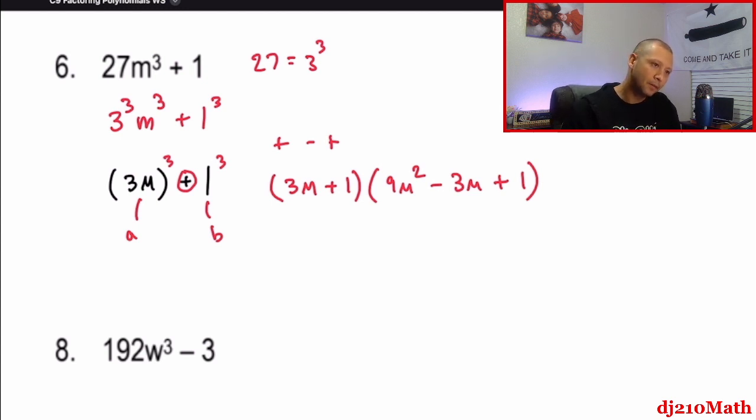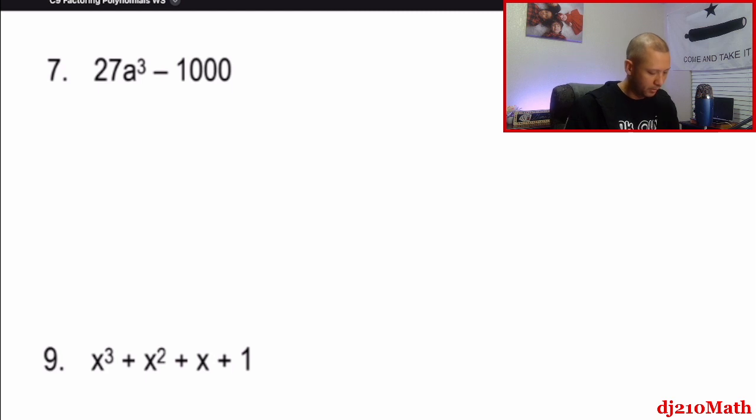Okay. We look to see if the trinomial can be factored any further. So factors of 9 that add up to 3. 1 and 9, 3 and 3. All right, it cannot. So this is as far as it can go. Number 7.